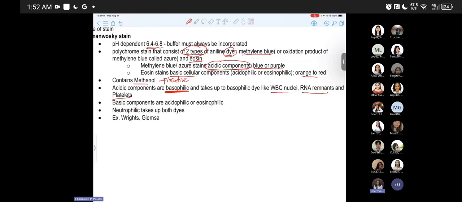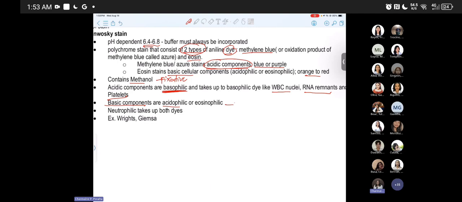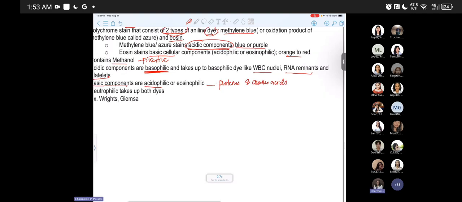Then we have the basic components, which are acidophilic or eosinophilic. An example of basic components that are acidophilic is the cytoplasm. These are the proteins and amino acids. Again, I prefer to write it down.